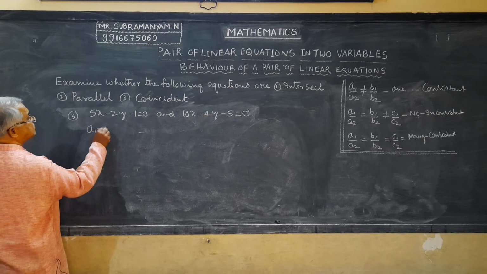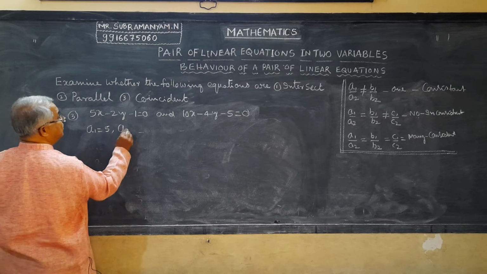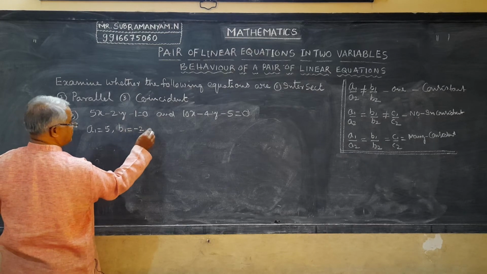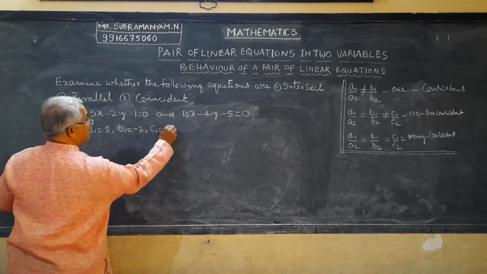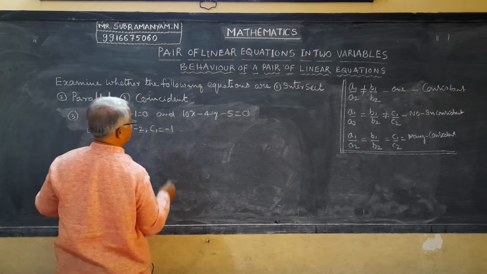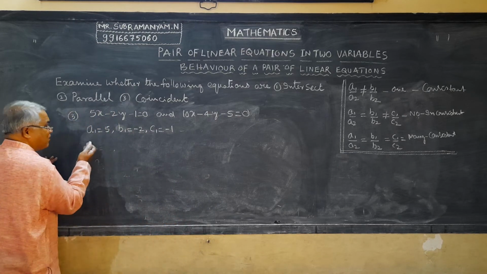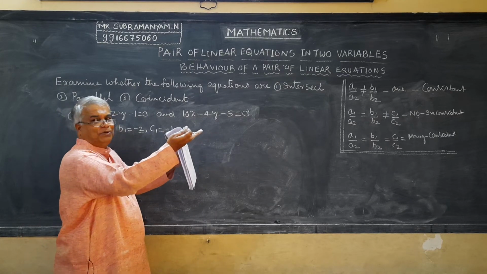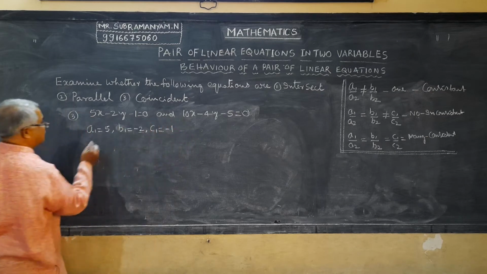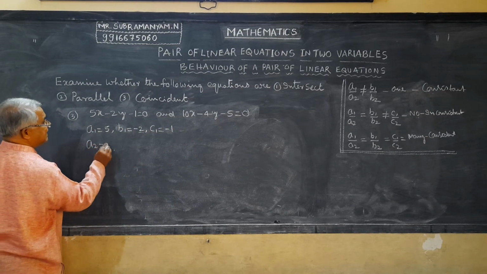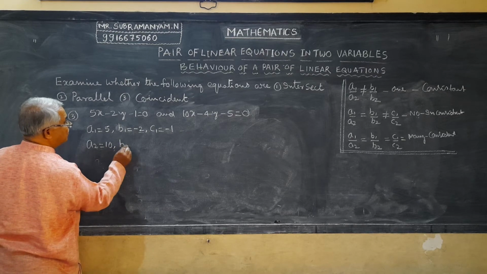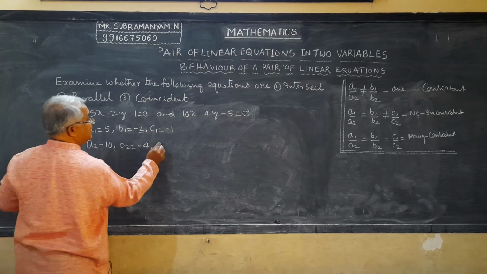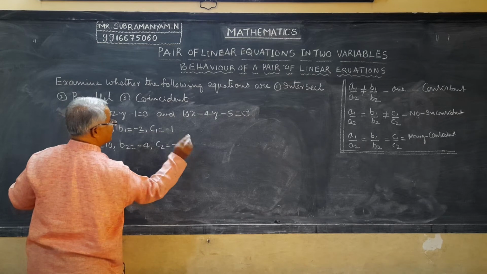A1 is 5, B1 is minus 2, C1 is minus 1. Next, I will write here A2, B2, C2. A2 is 10, B2 is minus 4, C2 is minus 5.